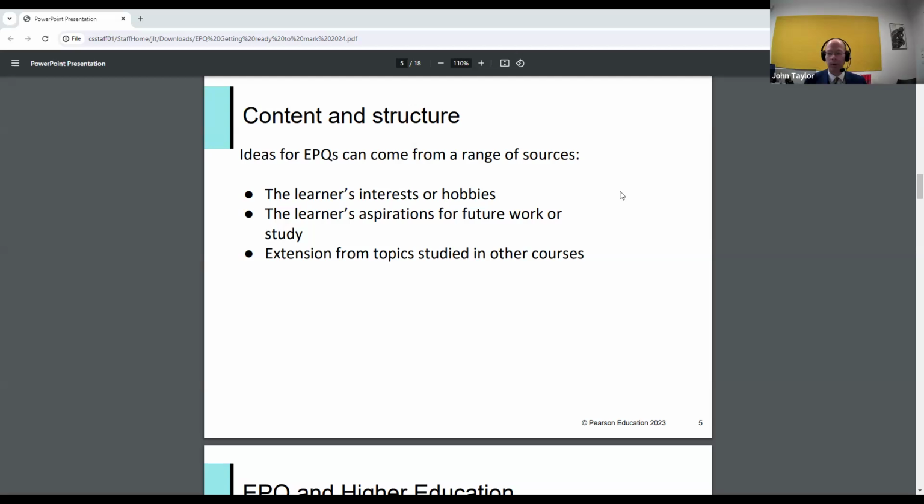So one of the points that we emphasize in the guidance is that learners should look to pick a title that relates to their own interests, their aspirations, their plans for future work or study. It may be, for example, that they've encountered a topic in a course that they're studying and they want to take it much further than the syllabus allows. So the key point here is that we want them to be driving the process, and therefore there needs to be something in it for them. It's got to be their choice.